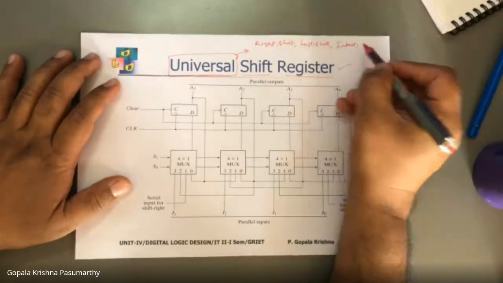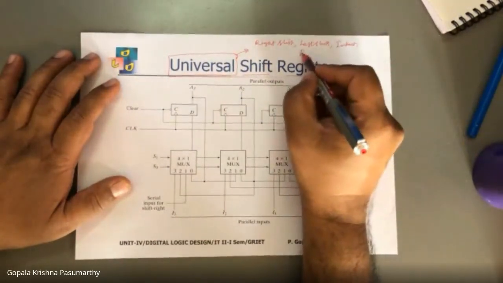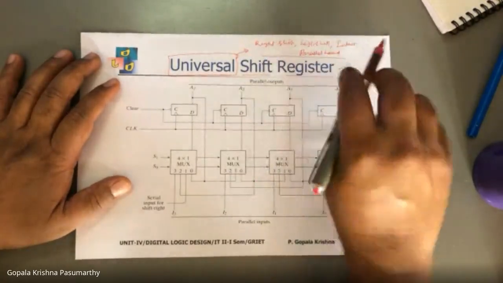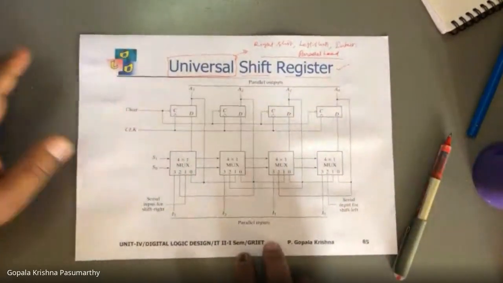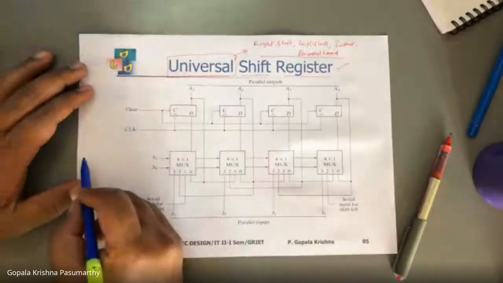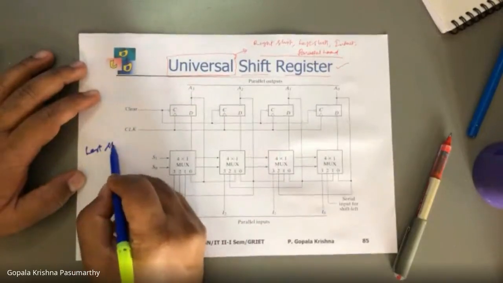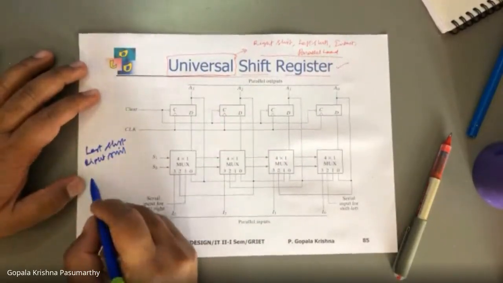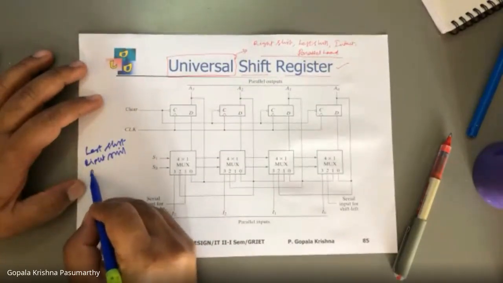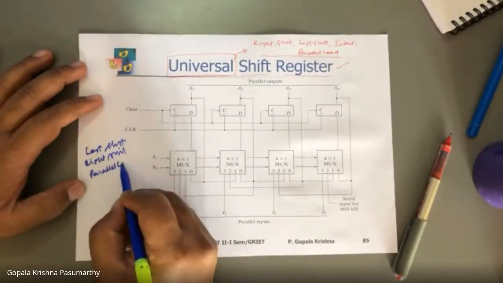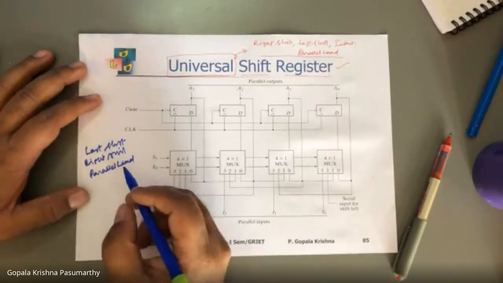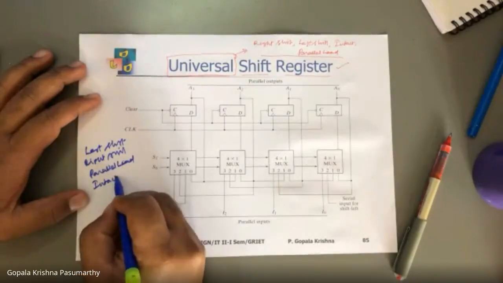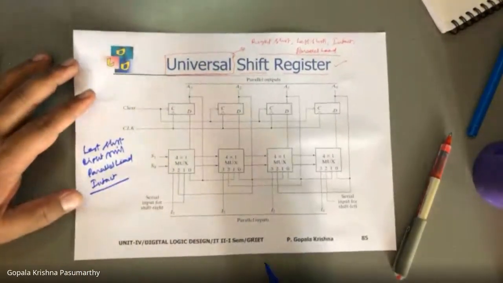Intact means leave the register as it is, and it also performs parallel load, which means loading the contents into the register at the same time. So a universal shift register is capable of doing left shift operation, right shift operation, and parallel load operation, which means new content will be loaded into the register. And it may also leave the register intact, that is, leave the register as it is.